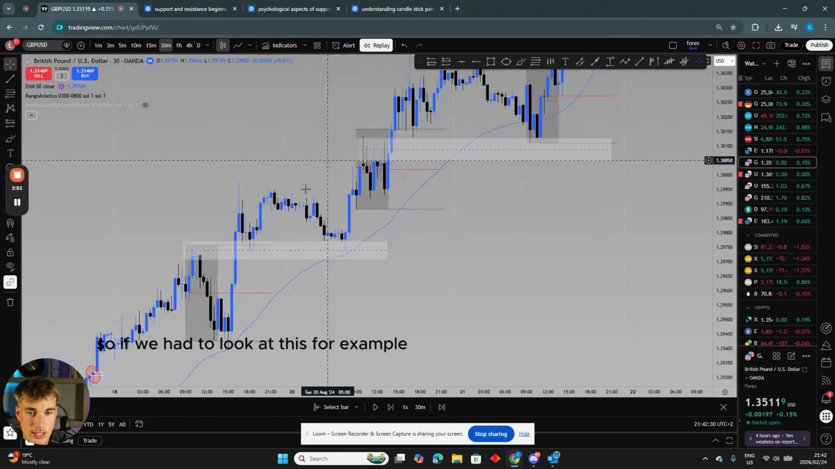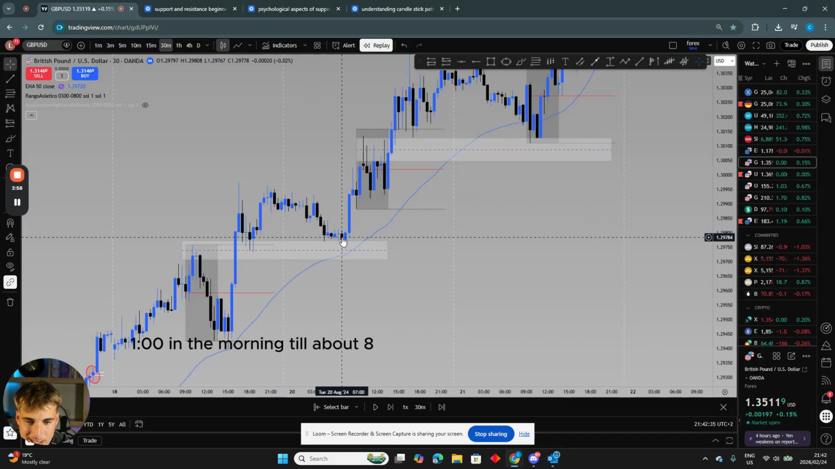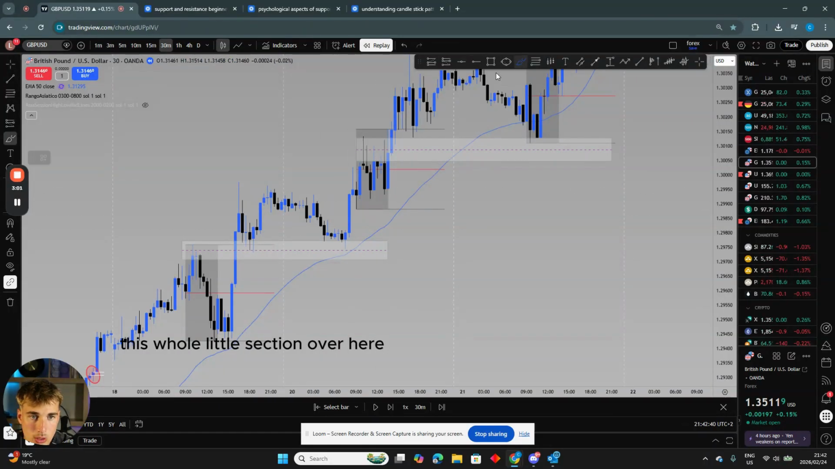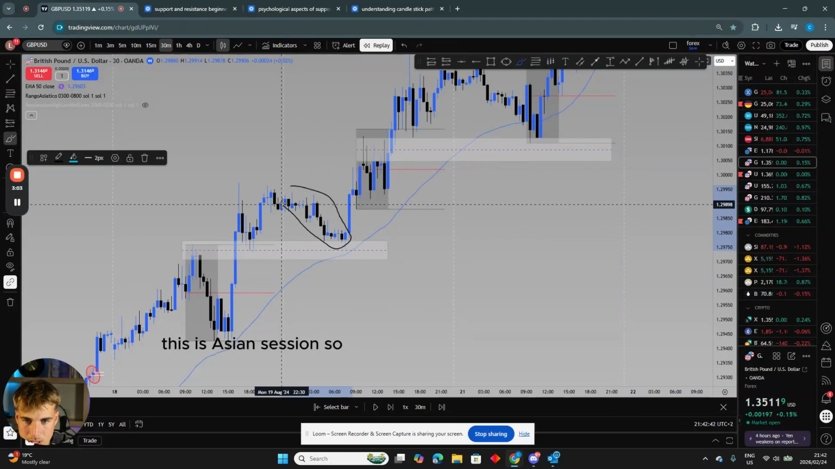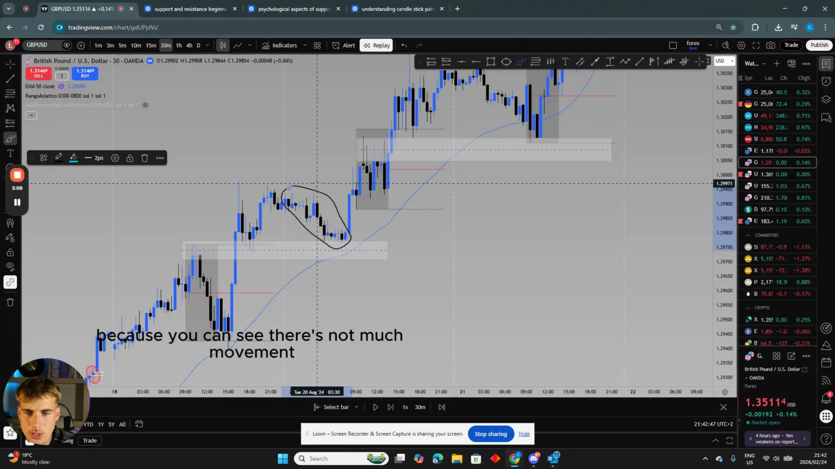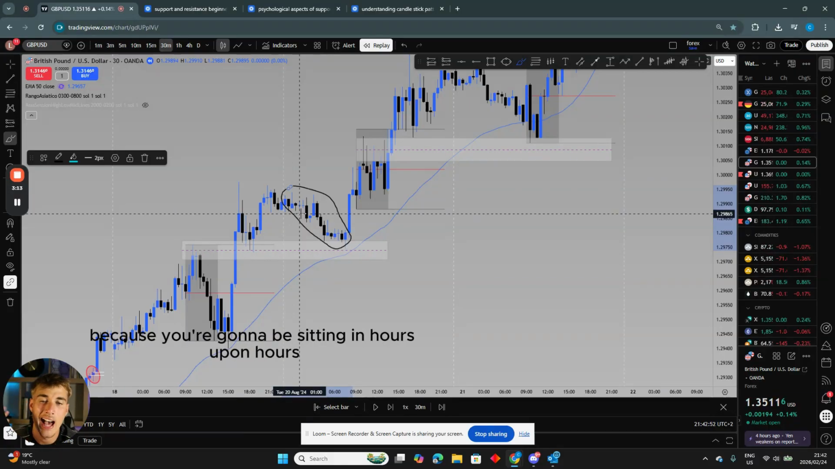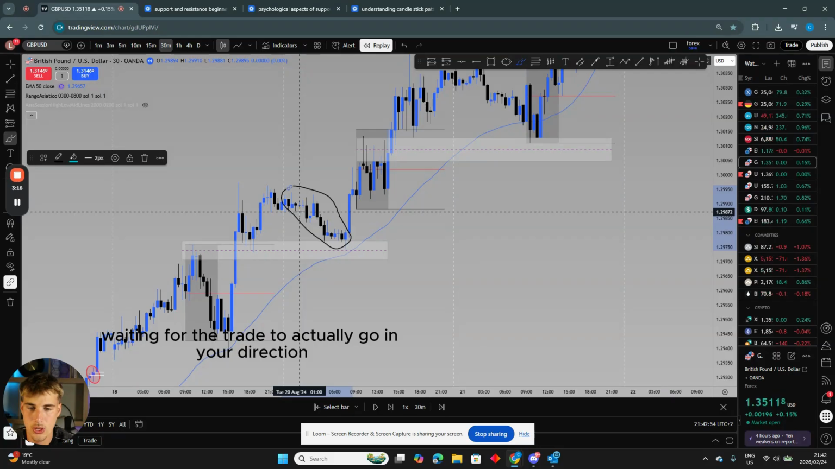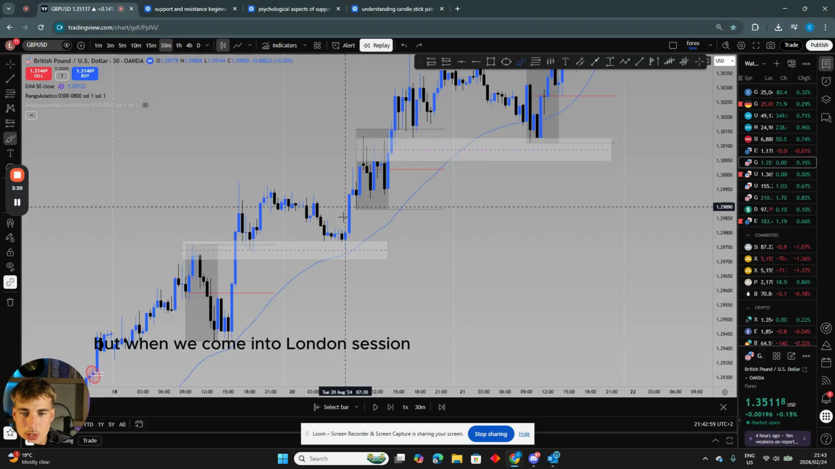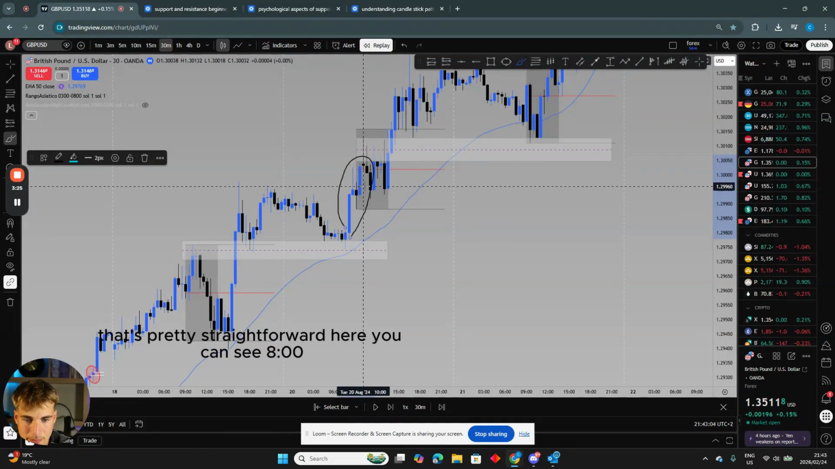If we look at this, for example, we can clearly see from 1 o'clock in the morning till about 8 o'clock there's a bit of volume. This whole little section over here is Asian session. You don't necessarily want to be trading in Asian session because you can see there's not much movement. It's not worth taking a trade because you're going to be sitting for hours upon hours waiting for the trade to go in your direction. But when we come into London session, can you see that there's a lot of volume that starts to take place? That's pretty straightforward.